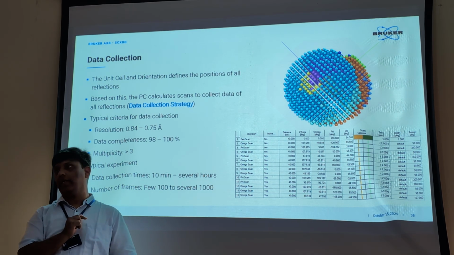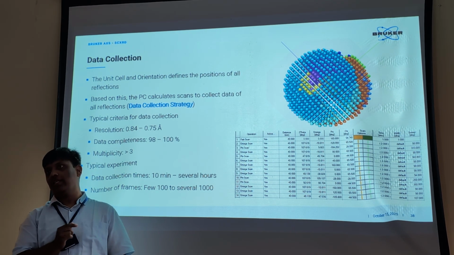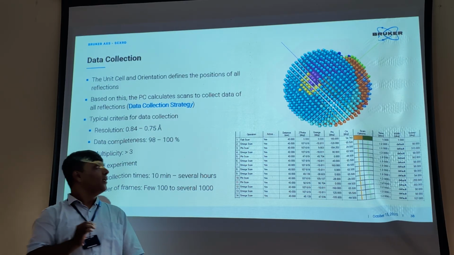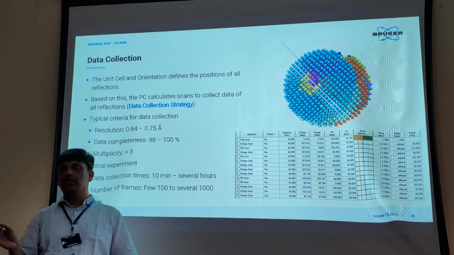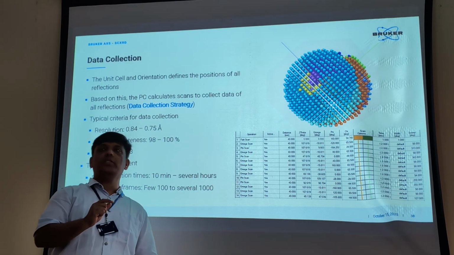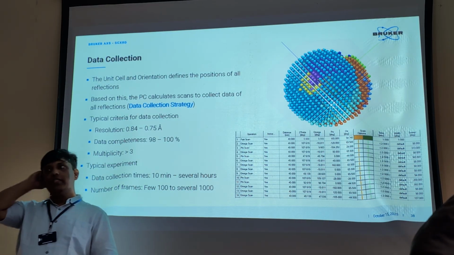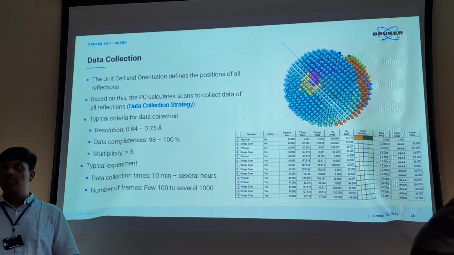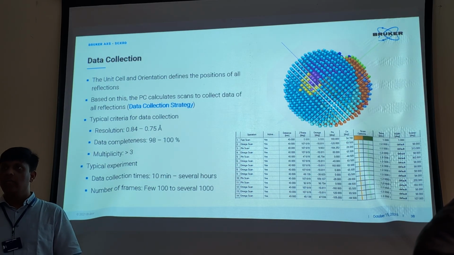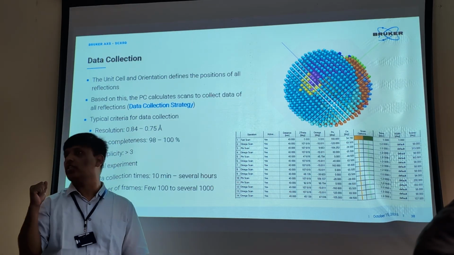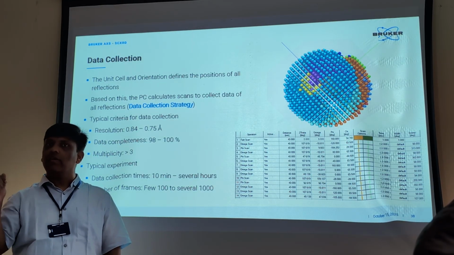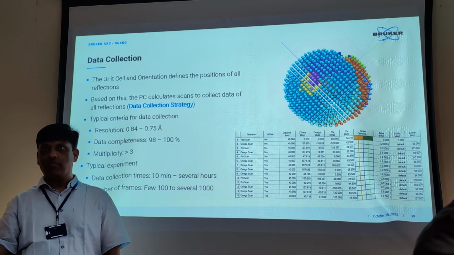So that's why when you are collecting data, you need to set this criteria: I need to have data which should be 100% complete, which should have a multiplicity of 3, and which should have a resolution of 0.84. That means resolution is you are driving the goniometer. That means your diffractometer collects, but you should be able to see the diffraction spots as well. That's why your crystal has to be diffracting as well.